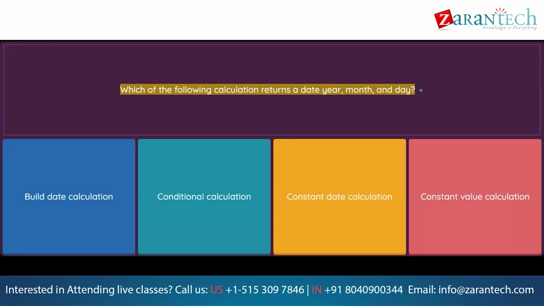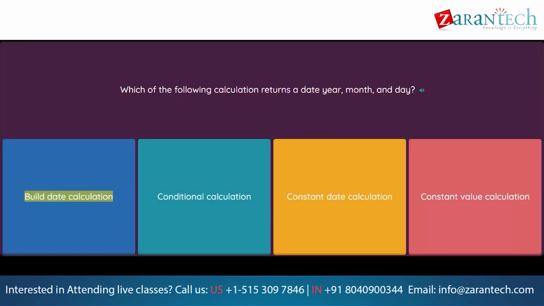Question: which of the following calculation returns a date, year, month, and day? Option 1: build date calculation. Option 2: conditional calculation. Option 3: constant date calculation. Option 4: constant value calculation.